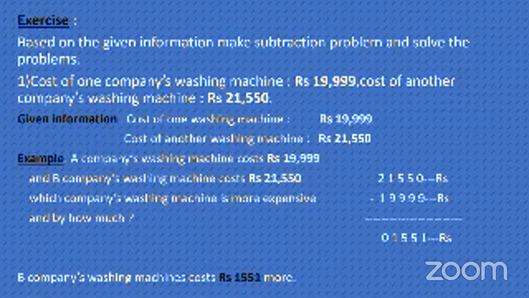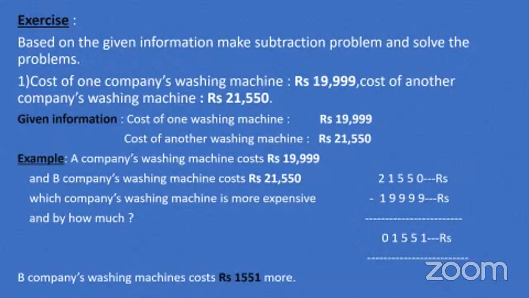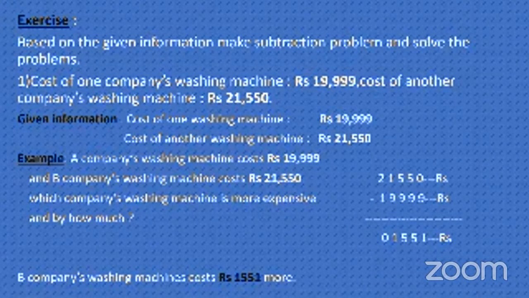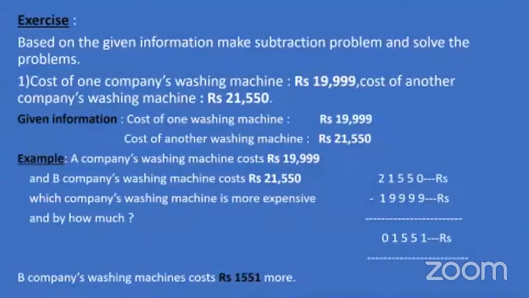For that purpose, we will do that subtraction. See on the right side, that subtraction has already been done. 21,550 rupees minus 19,999 rupees. So what is the answer? 1,551. Yes, very nice. 1,551 is the answer. So B company's washing machine costs 1,551 rupees more. Okay. Now one more example is there.